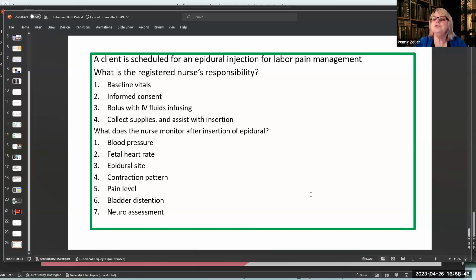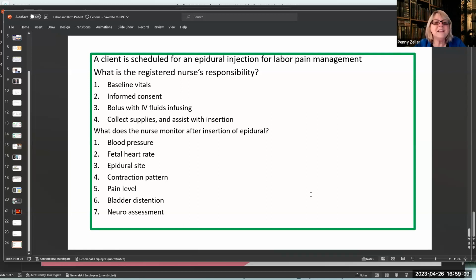Okay. So make sure you check her blood pressure. She might need some more fluid. Check that fetal heart rate. Look at the epidural site every once in a while. Make sure it's not bleeding. Look at the contraction pattern. Assess your client's pain level. That's why we do it. Assess the bladder for distension.